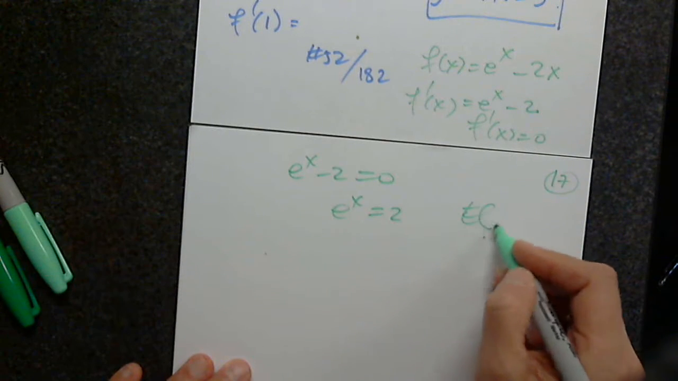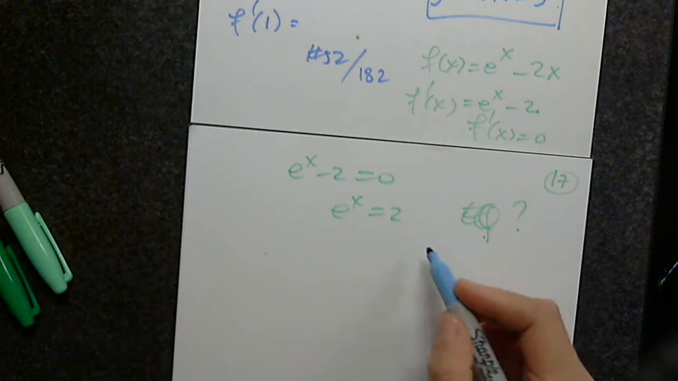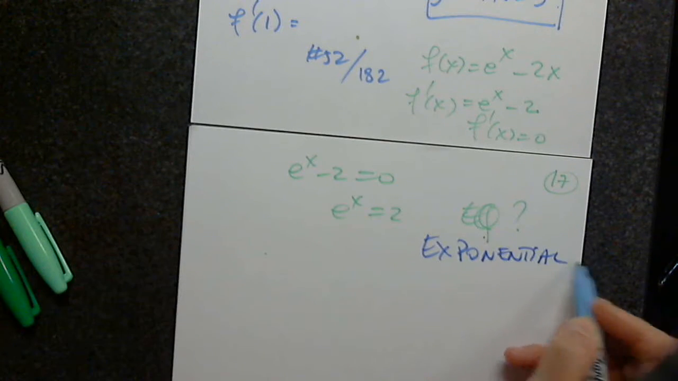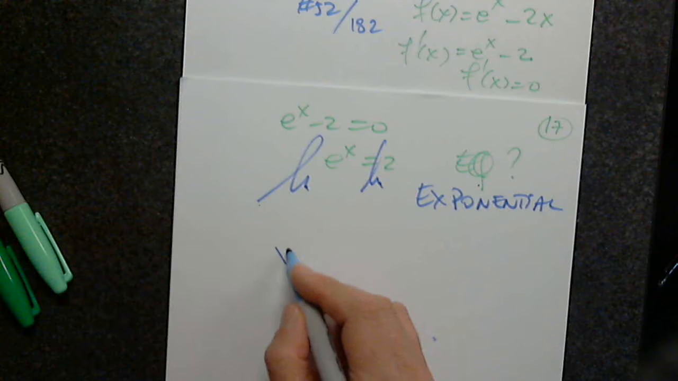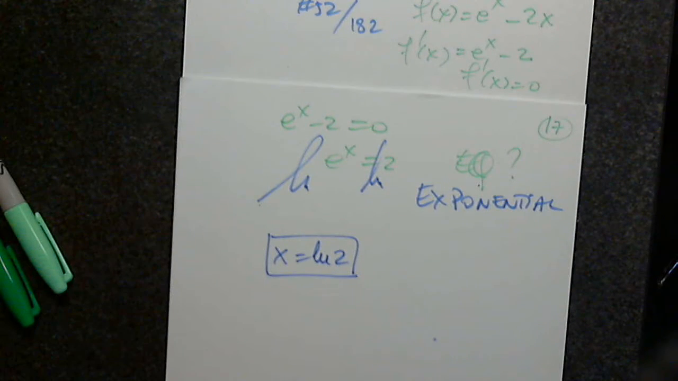What type of equation is it, and how do I solve it? It's an exponential equation. We apply natural log to both sides, so x will be natural log 2. And it says for what x value? So at x equals natural log 2, this function is guaranteed to have a horizontal tangent.